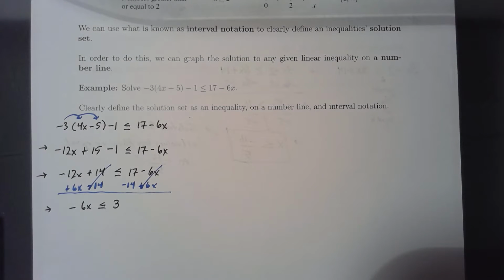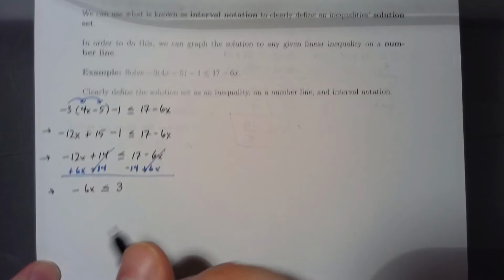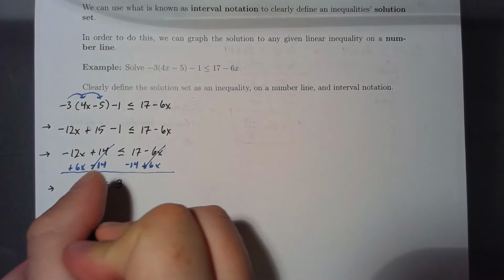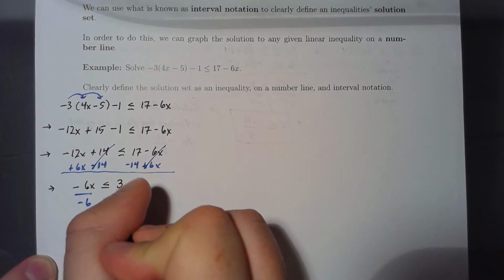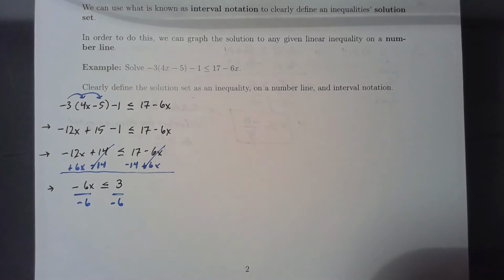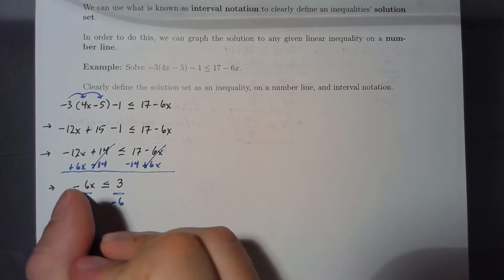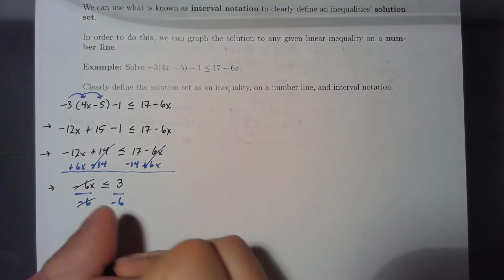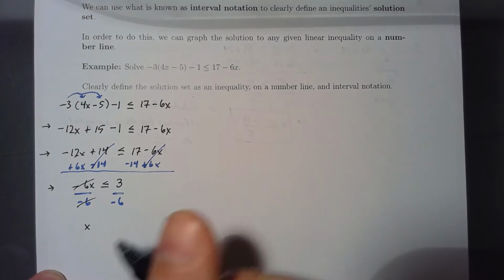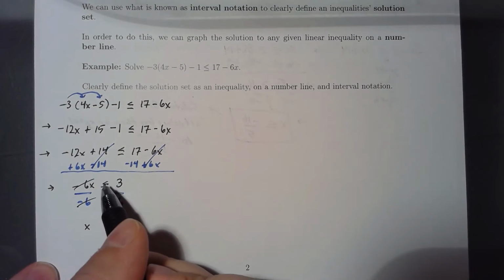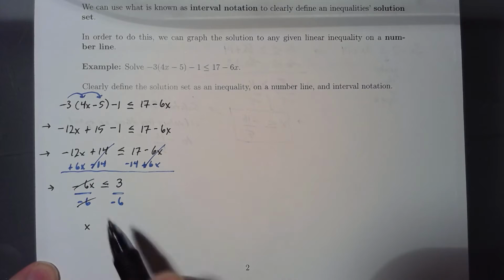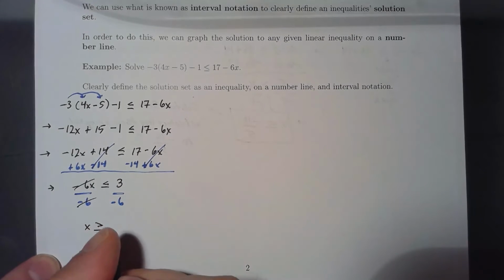Alright. So now, what do I do here? I have to divide by negative 6. Now, because I divided by negative 6, the negative 6's are going to cancel here. I'm going to have x. What do I do here? I'm going to flip this inequality. So this less than or equal to becomes greater than or equal to.